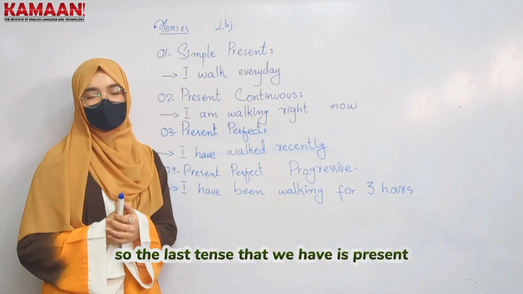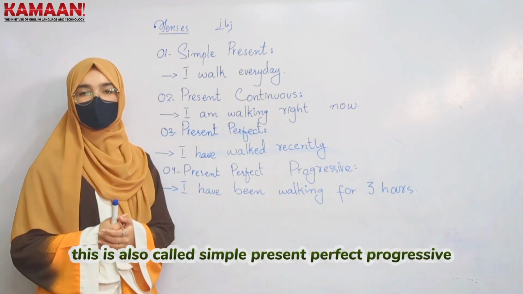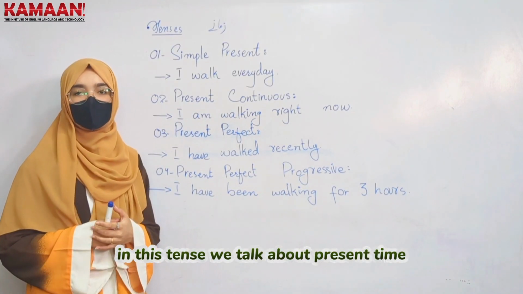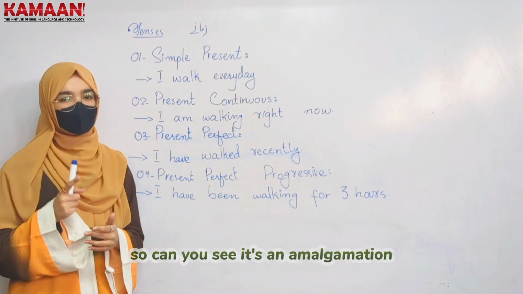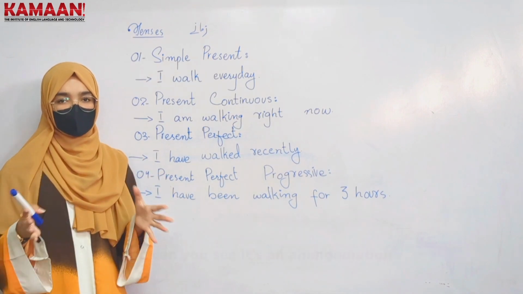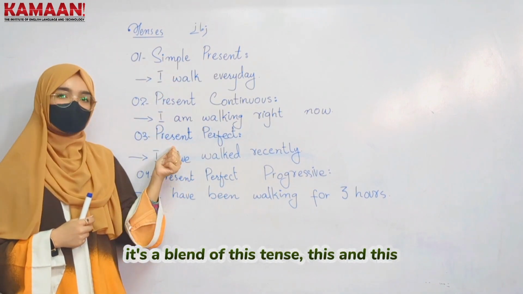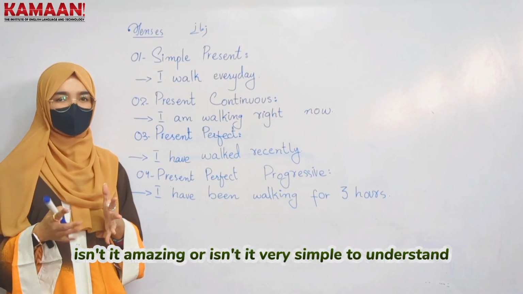The last tense that we have is present perfect progressive, which is also called simple present perfect progressive. In this tense, we talk about present time, and we also use the ing form with it. So can you see it's an amalgamation? It's a blend of this tense and also this tense. Isn't it amazing, or isn't it very simple to understand?